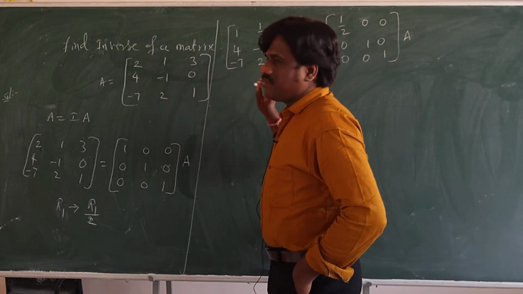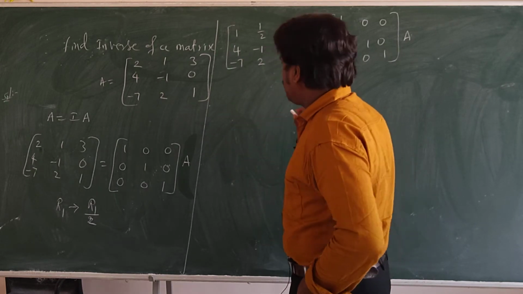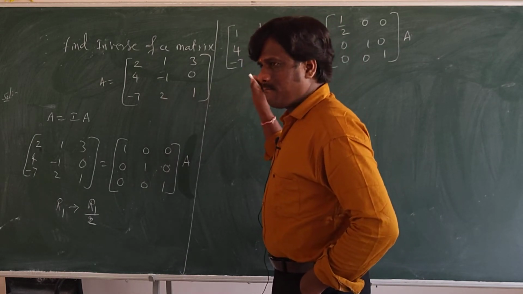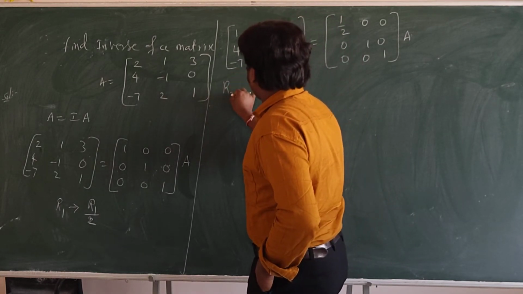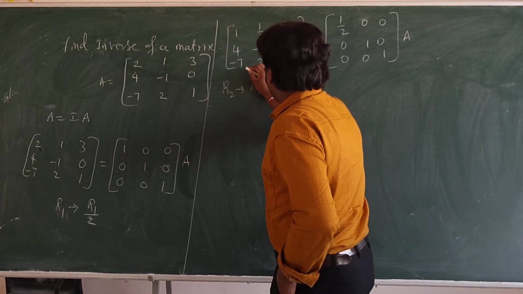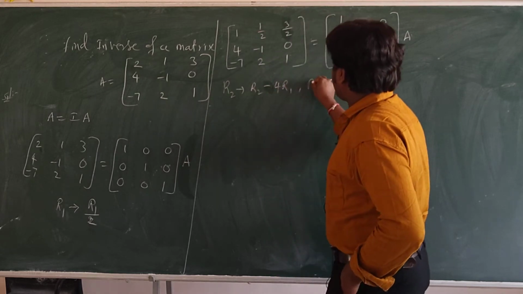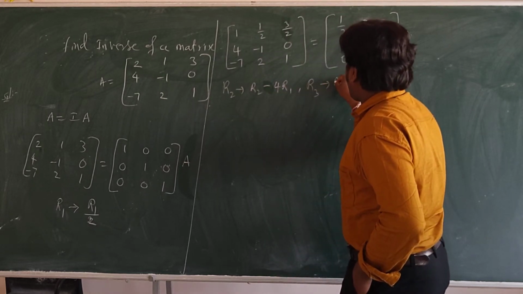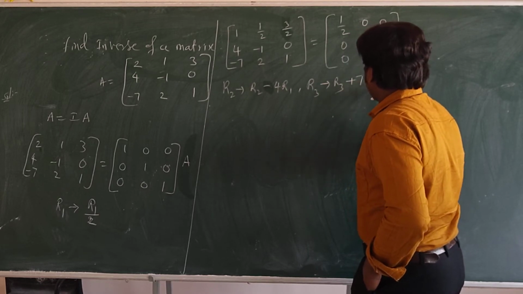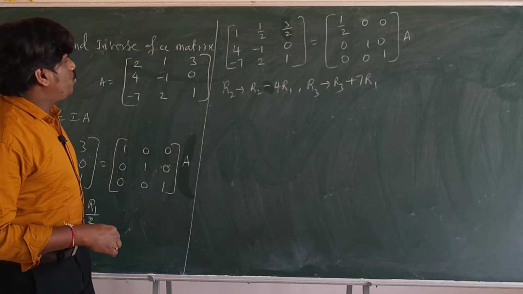Zeros. These two I have to make 0. So if I want to make 0, what do I have to do? R2 implies R2 minus 4R1. R3 implies R3 plus 7R1. Correct? Right. Now we will do it.